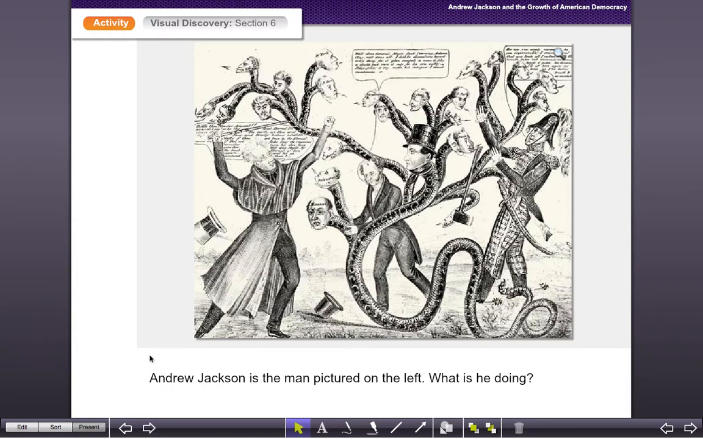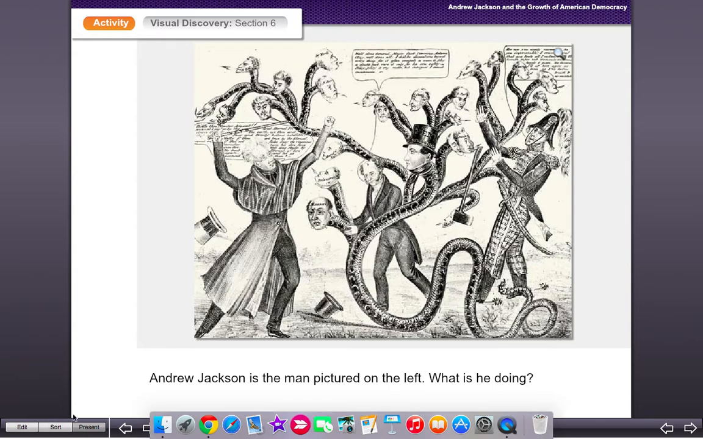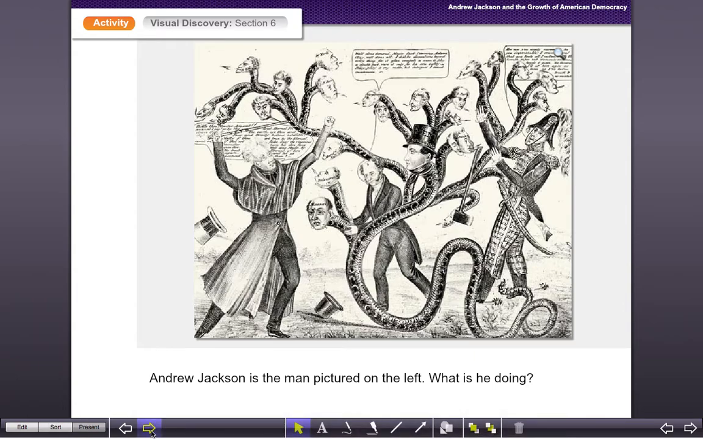Oh, we see Andrew Jackson. He's the guy here on the left. What is he doing? I suppose if I had to take a guess here, it looks like he's trying to fight this thing. So he's trying to defend himself or defend somebody against this multi-headed monster.